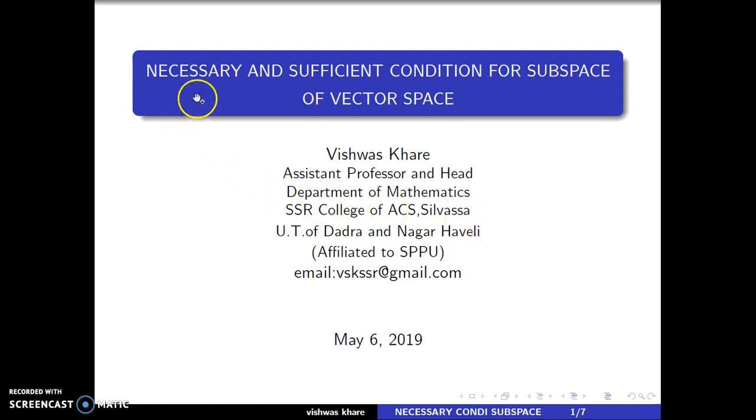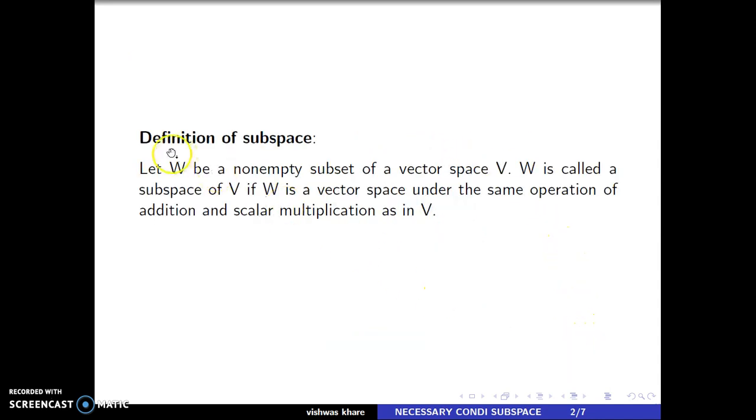In this tutorial, we'll learn about necessary and sufficient condition for subspace of a vector space. Recall definition of subspace. Let W be a non-empty subset of a vector space V. Then W is called a subspace of V if W is a vector space under the same operation of addition and scalar multiplication as in V. That is, a non-empty subset W of V is called subspace if W itself is a vector space.